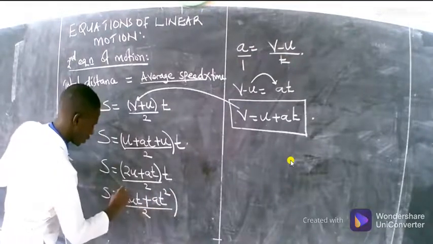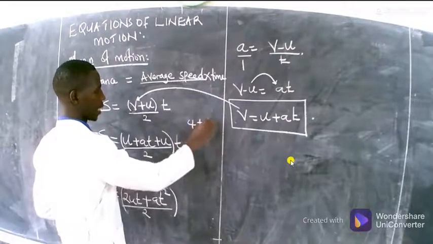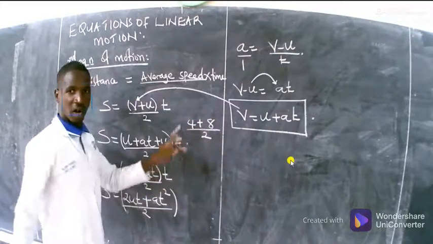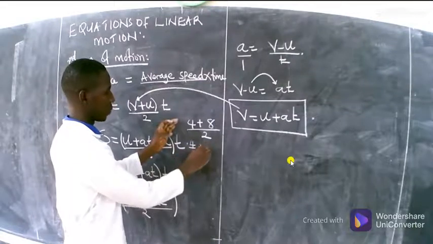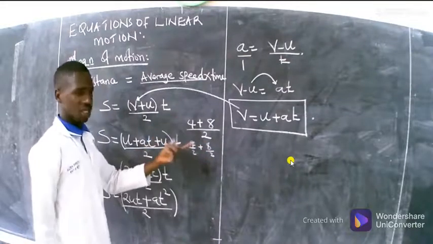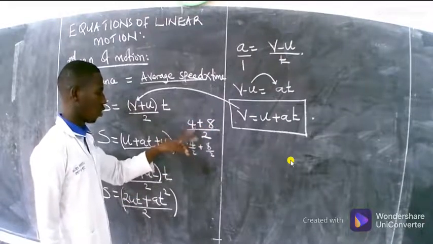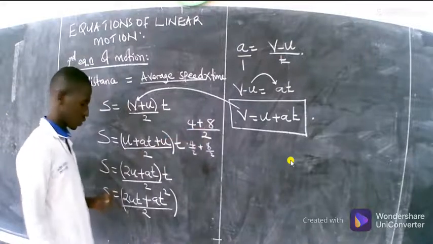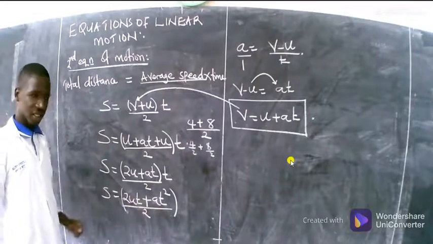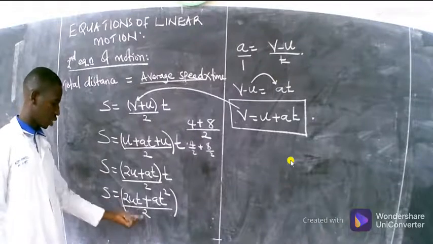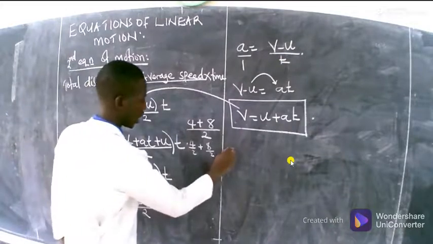Being divided by 2. Now, if I have, let's say, 4 plus 8 divided by 2, if the whole thing is being divided by 2, I'm free to say this is 4 over 2 plus 8 over 2. In other words, 2 is going to divide both 4 and 8. That's the same thing which is here. I have 2ut plus at squared. So I'm going to give this 2ut its own 2, and I will give at squared also its own 2.